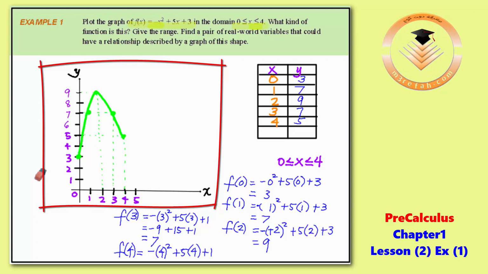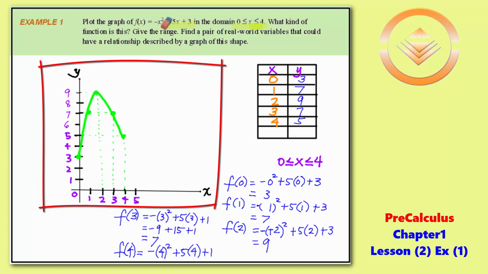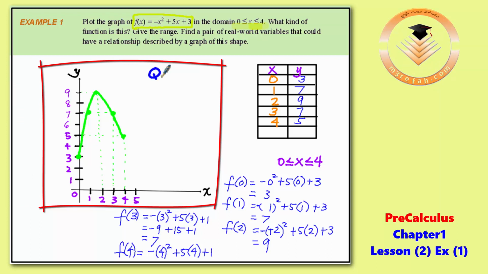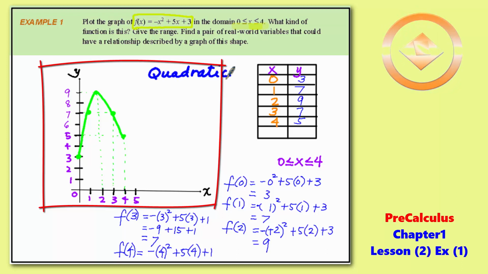What kind of function is this? Now, judging by the given function here, f of x is equal to negative x squared plus 5x plus 3. What is that? It's a quadratic function. It's a quadratic function. Okay?